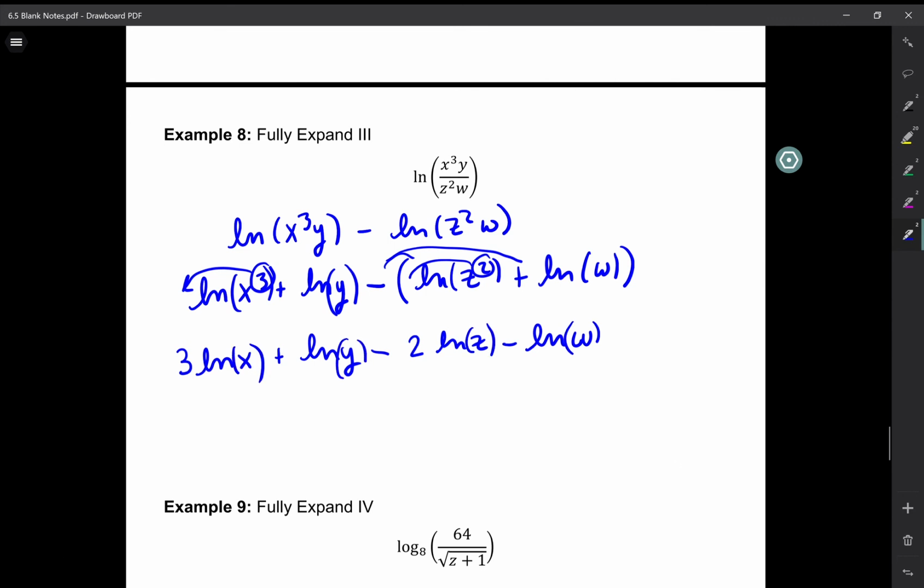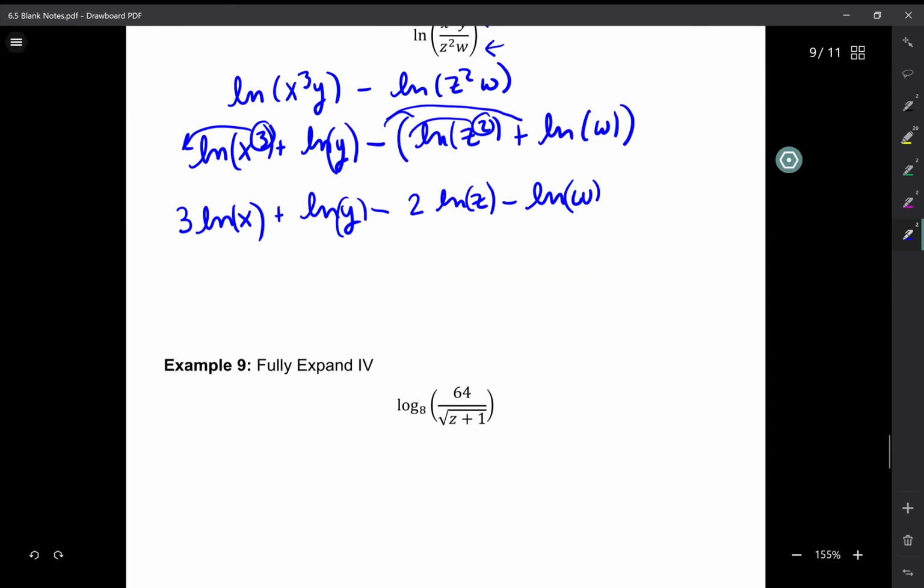One quick check that you can do is if anything is in the denominator from the original log, those should have negative coefficients. And if it's in the numerator, those will always have positive coefficients. It's really easy to miss that minus sign. All right, let's try number 9.